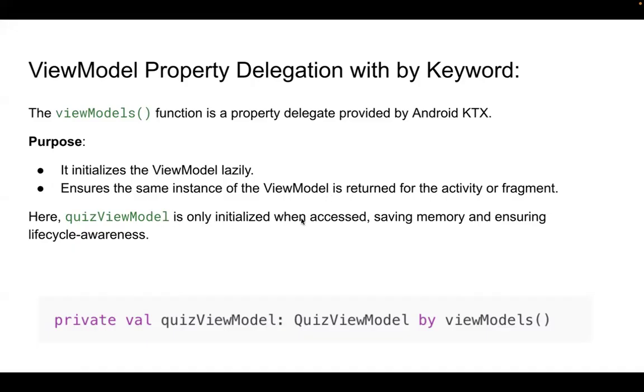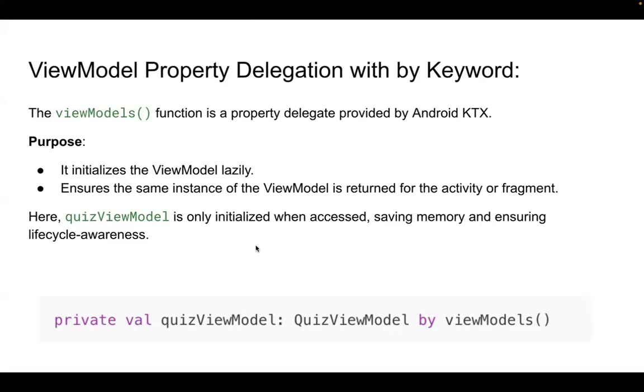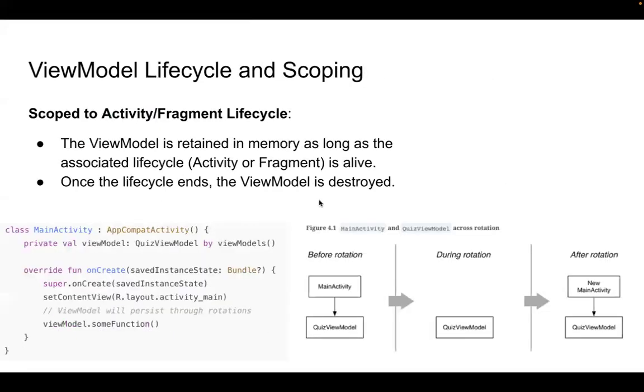Quiz view model is only initialized when accessed, saving memory and ensuring lifecycle. So I shared this with you guys. This is only initialized once it's accessed, right? Otherwise, it's just going to be initialized in a lazy way that we talked about.